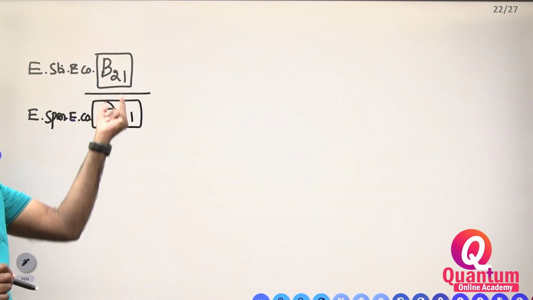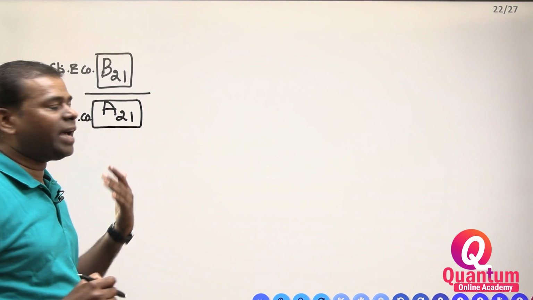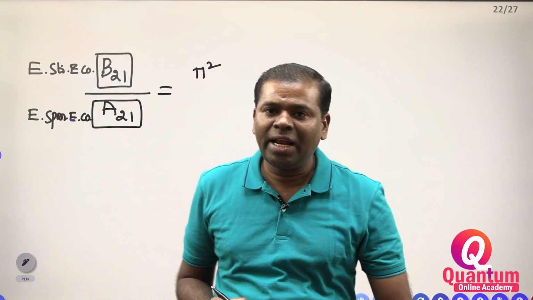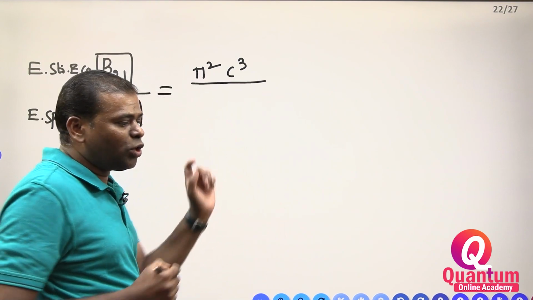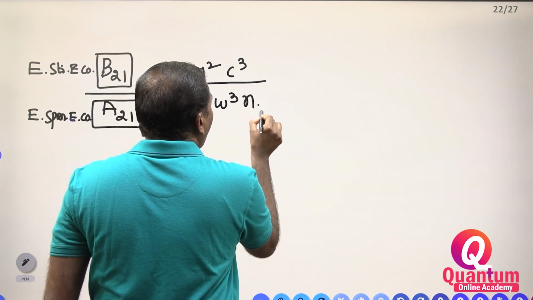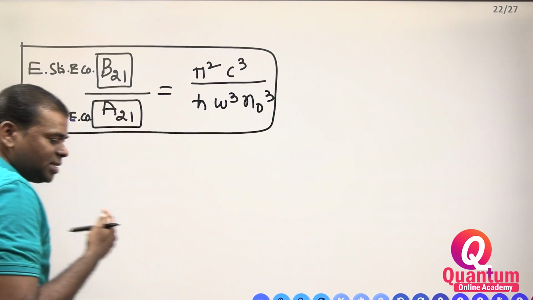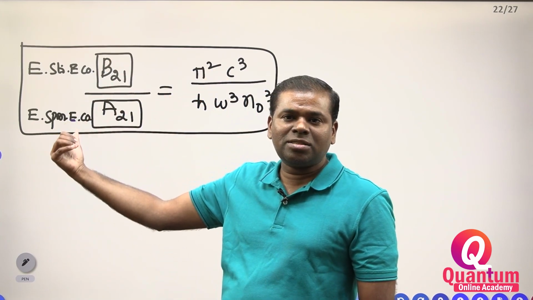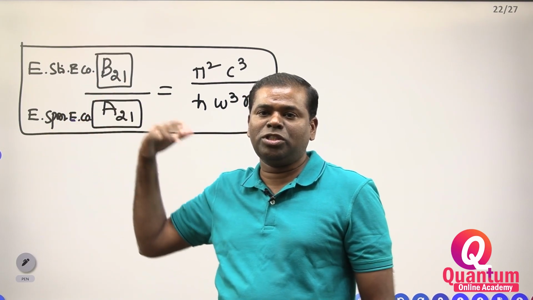The ratio of the Einstein stimulated emission coefficient to the Einstein spontaneous emission coefficient is equal to pi square c cube divided by h cut omega cube into n naught cube. This is the formula. Please remember, this formula is very, very important.